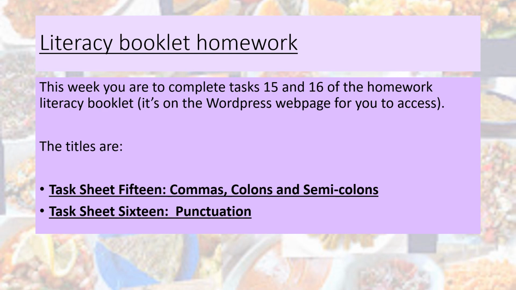Literacy homework. Could you please complete tasks 15 and 16? We are still working with punctuation. They're quite short tasks for you to do. Remember that the file is downloadable from the WordPress site.